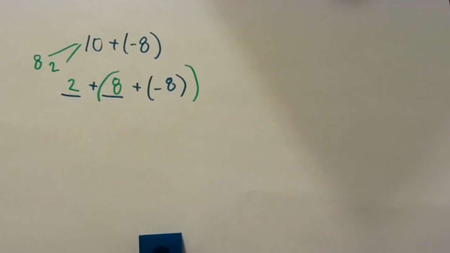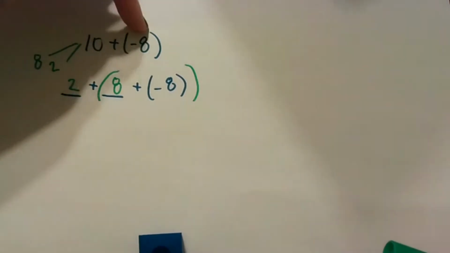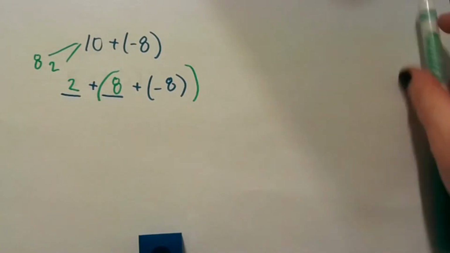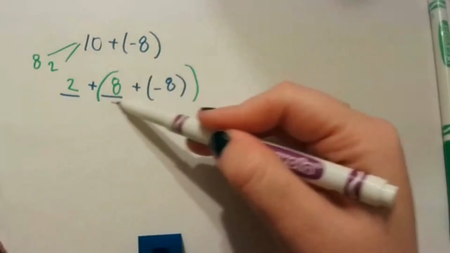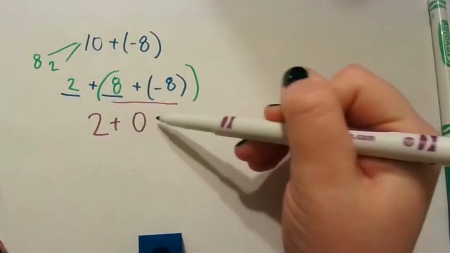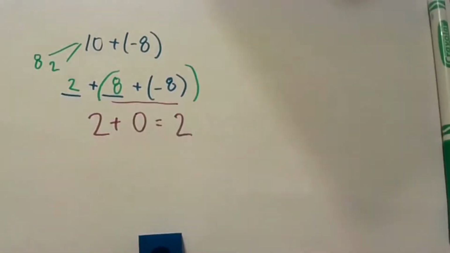That leaves us with this new expression. Instead of 10 plus -8, we have 2 plus 8 plus -8. We can zero out 8 plus -8, which we know is 0. Now you're left with 2 plus 0, and you just get 2.